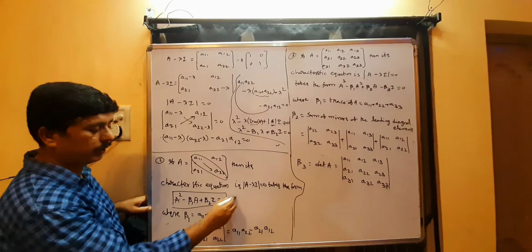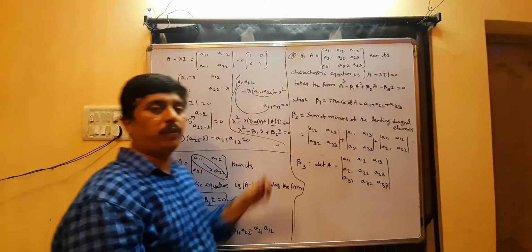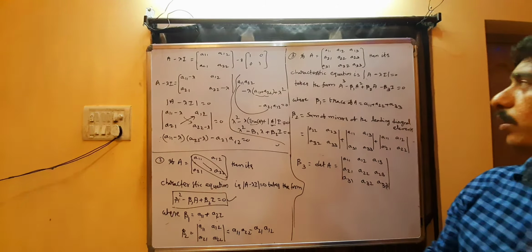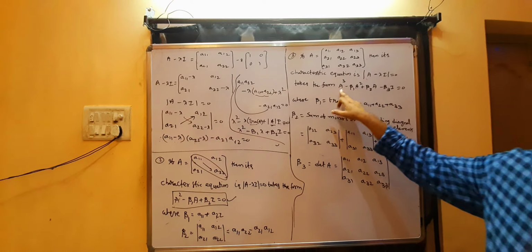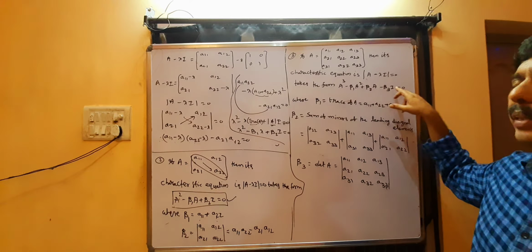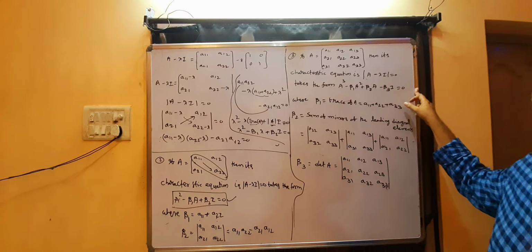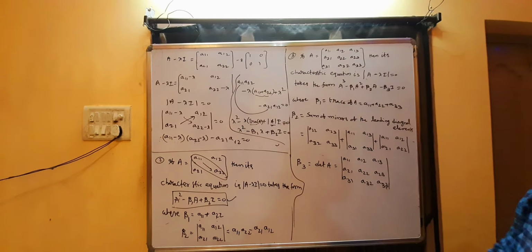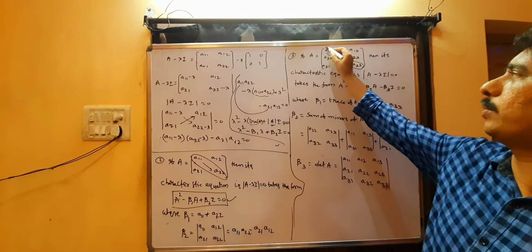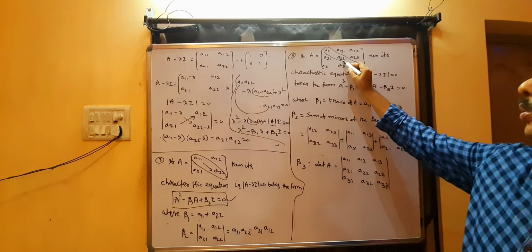This is called the characteristic equation. Now if it is given 3 by 3, then we will get a third degree equation: A cube minus beta 1 into A square plus beta 2 into A minus beta 3 into I equal to 0, where beta 1 is the sum of the diagonal elements, the trace of the matrix, that is A11 plus A22 plus A33.